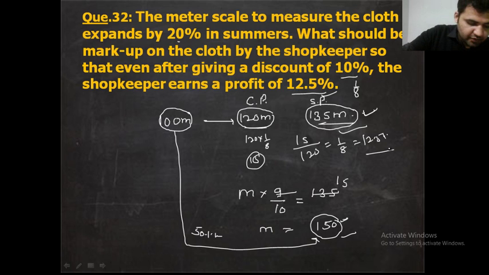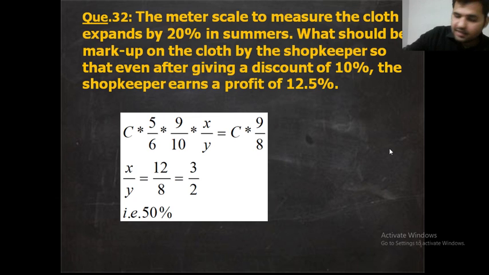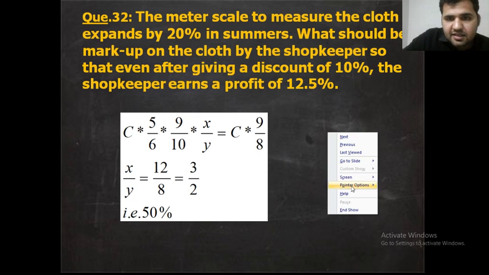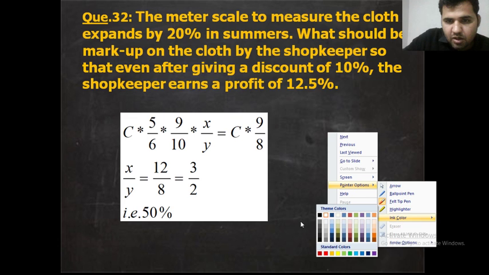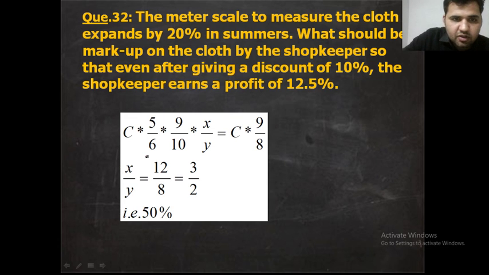Alright, so you should know both of the methods. This is the second method of multiplying factors: the 20% scale extension will be equal to a loss of 16.67%. So the first multiplying factor would be 5/6, and then a discount of 10% will decrease my profit by 10%. So it will be a loss of 10%. So the multiplying factor would be 9/10.